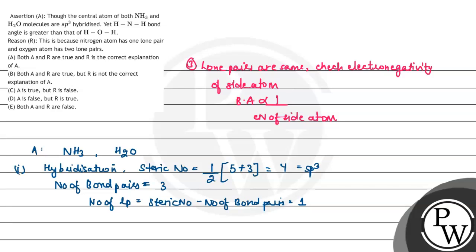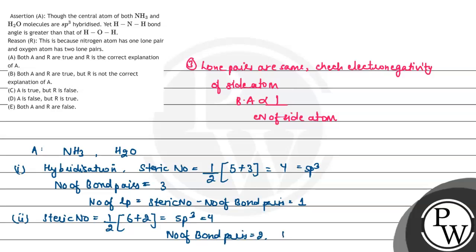Now, let's calculate for H2O. The steric number is half of the valence electrons, oxygen has 6, plus 2 monovalent, that is 2 hydrogens. So 8 by 2 is 4, and that is sp3 hybridized. The steric number here is also 4. But what is the number of bond pairs here? 2, linked with 2 hydrogens. So the number of lone pairs is 4 minus 2, that is 2 lone pairs.